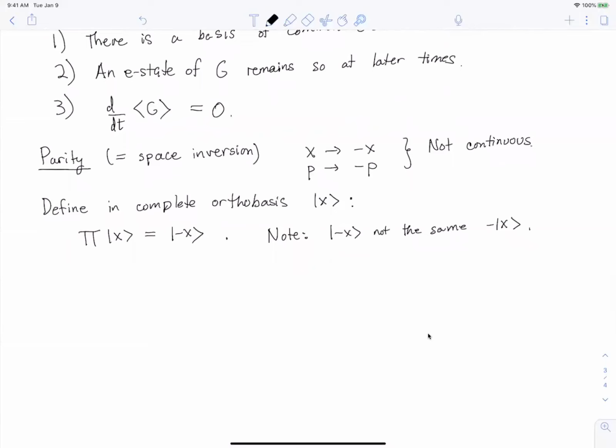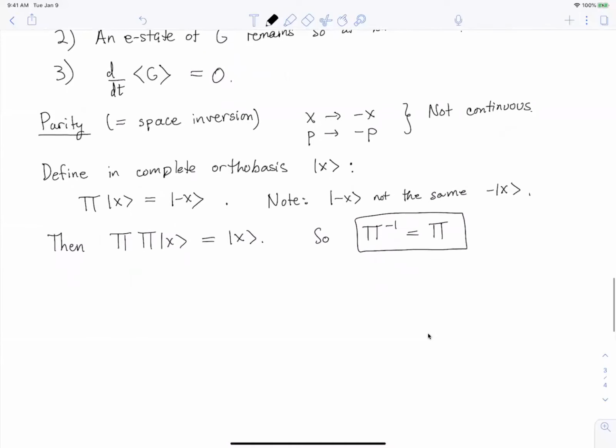So now, for example, we can do the following. Let's say we act with it twice. So we take parity times parity, acting on the state x. The first parity operator changes x to minus x, and the second one changes it back to x. So this is just equal to x. And so that tells us, since that's true for any state x, that the inverse operation of parity is the same thing as parity. Parity times parity is 1. And so it's its own inverse.